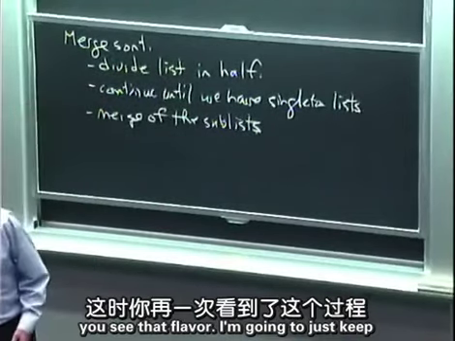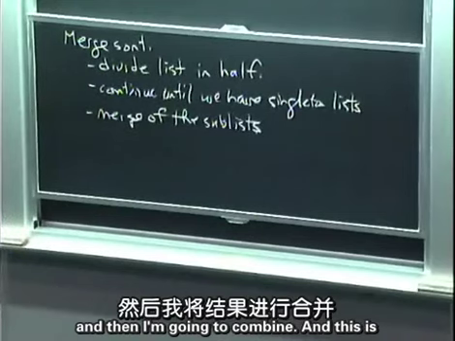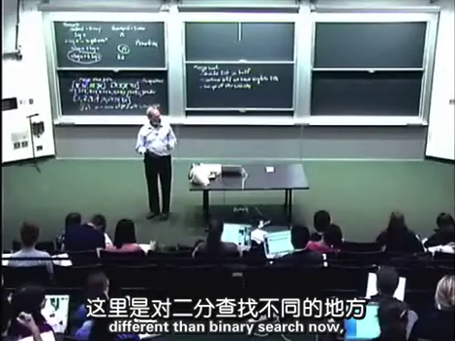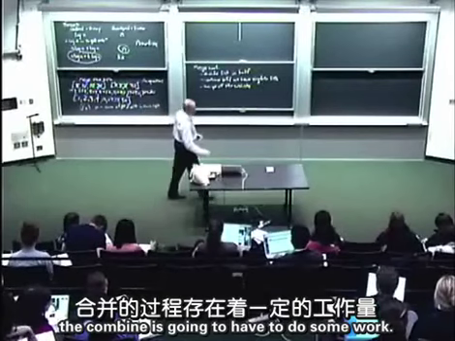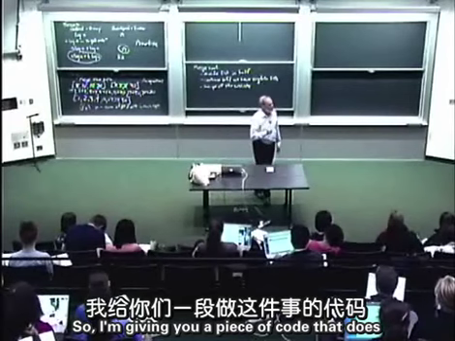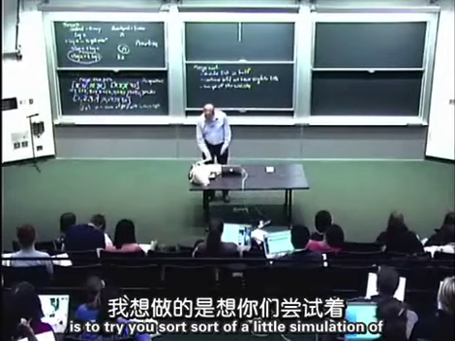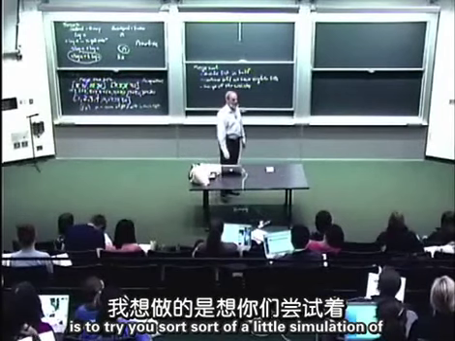And again, you see that flavor. I'm going to just keep dividing it up until I get something really easy, and then I'm going to combine. And this is different than binary search. Now, the combine is going to have to do some work. So, I've given you a piece of code that does this. I'm going to come back to it in a second, but it's up there. But what I'd like to do is to try and give you sort of a little simulation of how this would work.